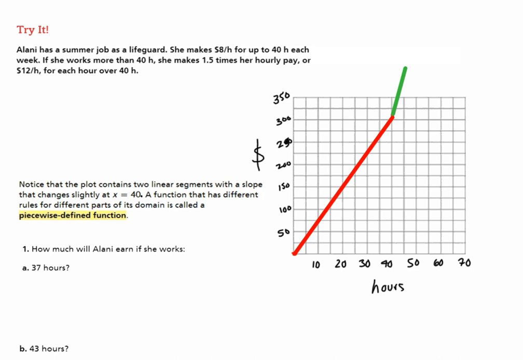So if we go back and actually write the equation, the red line, let's call it f of x, or f of h, I guess we could say, is 8h. Once again, I'm wrong, I'm not thinking straight today. 8h for h less than or equal to 40. Okay? And then we can go to the green.